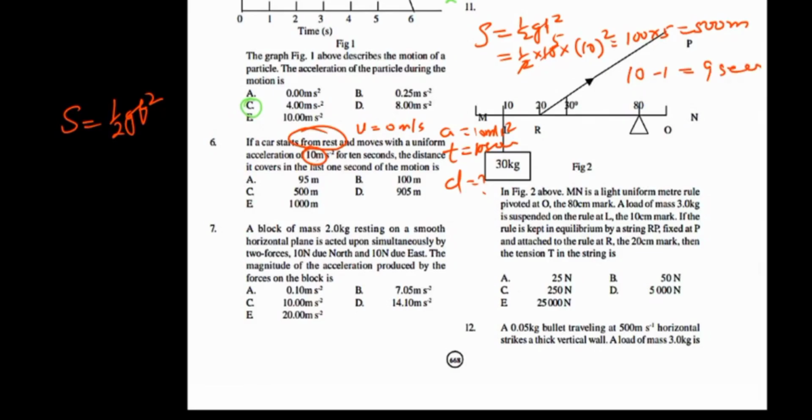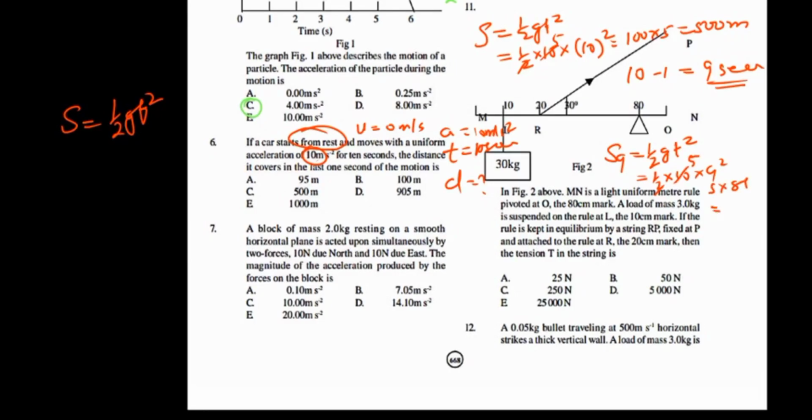So the distance now will be 500 minus 405. Yes, and that's going to give you what? 95 meters. So look for 95. Where is 95? Yes, A. That is our answer. Yes, you can log this in.